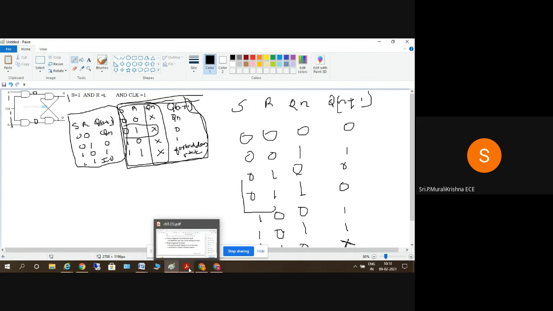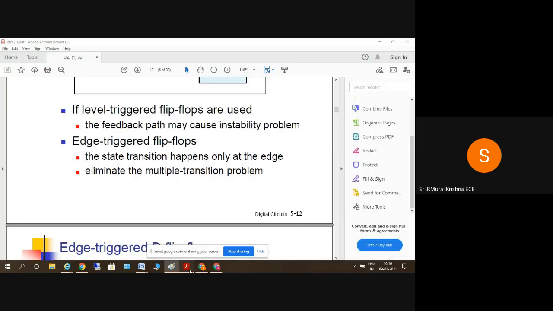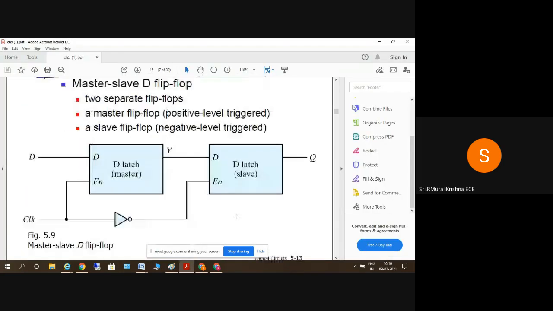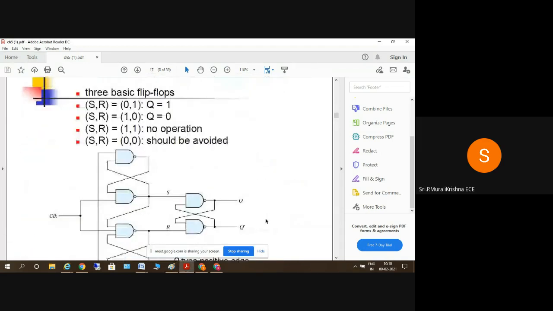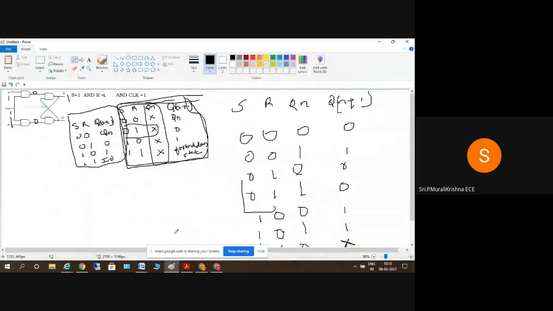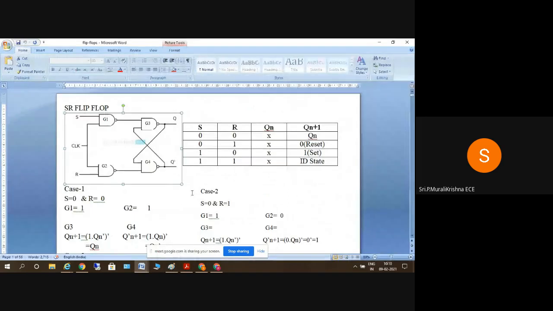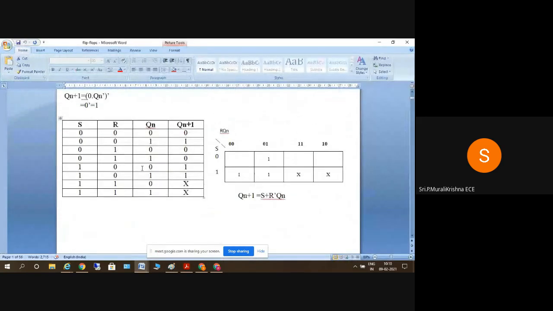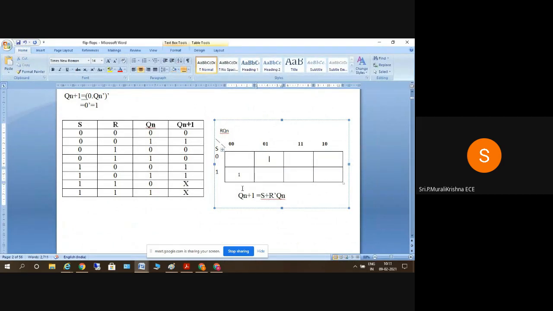I need the K-map for this. I need the equation for Q of n plus 1. So you can take this truth table. This is what I got here, and this is S, R, Qn. So we'll draw a K-map for S, R, Qn.